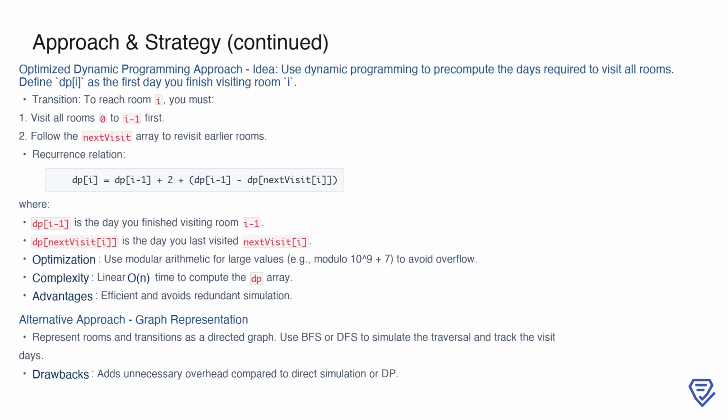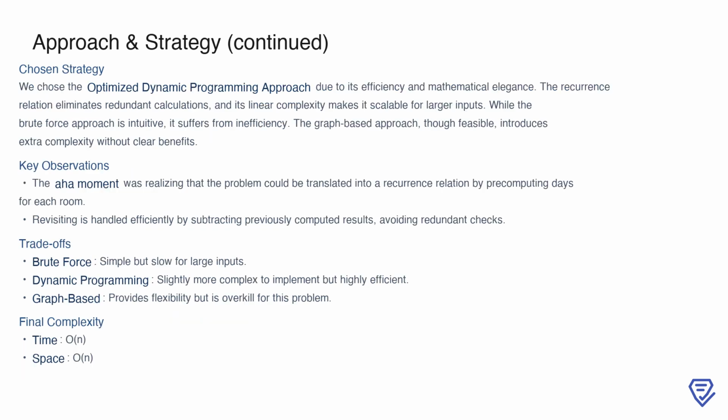While alternative strategies, such as representing the problem as a graph and using BFS or DFS, are possible, they introduce unnecessary overhead and are less direct than this DP approach. The optimized dynamic programming approach is our chosen strategy due to its efficiency and clarity. By leveraging the recurrence relation, we eliminate redundant calculations and achieve linear time complexity, making this approach well-suited for large input sizes. While the brute force method offers simplicity in implementation, its quadratic time complexity makes it impractical for larger cases. Similarly, a graph-based approach, though viable, adds unnecessary complexity without offering significant advantages over dynamic programming.